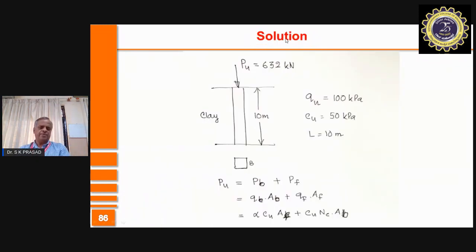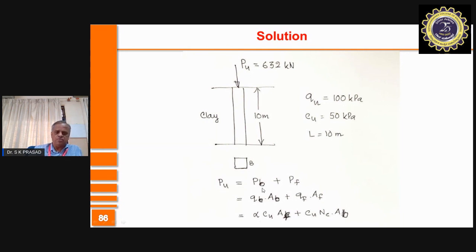So you have a pile here in a clay soil. The length of embedment is 10 meters. In cross section, it looks like this. So width is B, and this is the value which you need to find out. So Pu, ultimate load, is 632. It's given that soil has an unconfined compression strength of 100. Therefore, Cu is equal to 50 kilopascal and L is 10 meters.